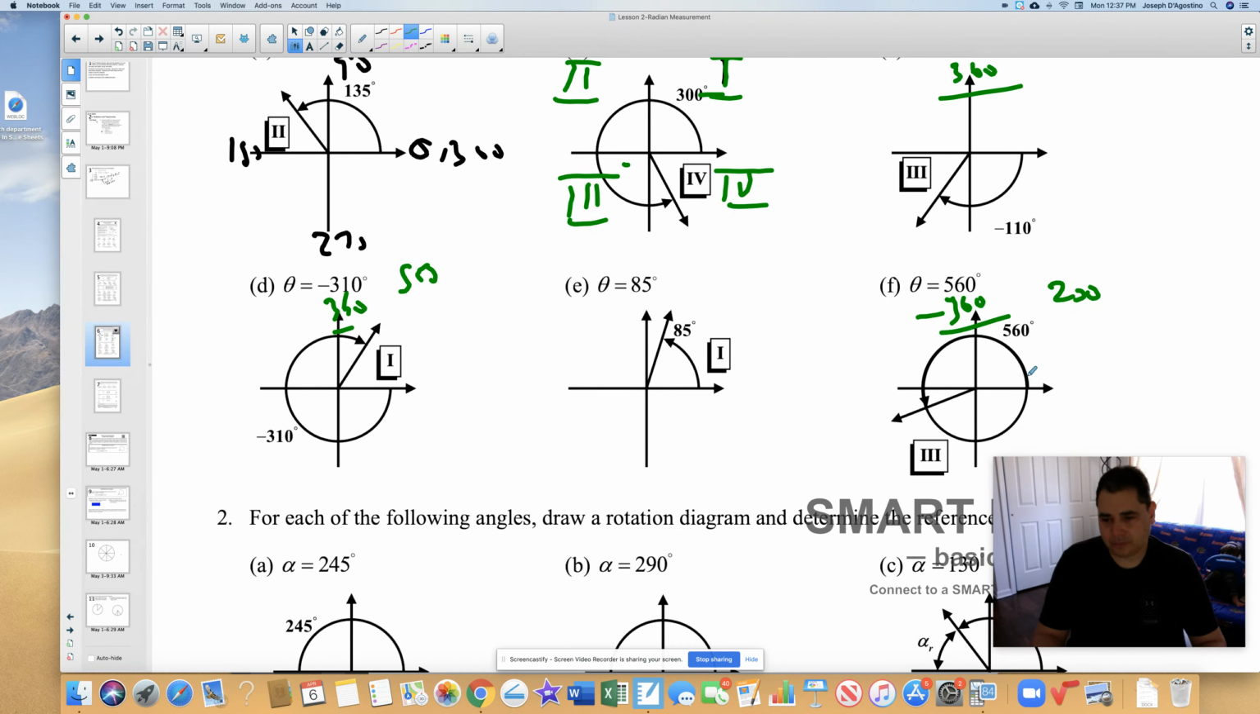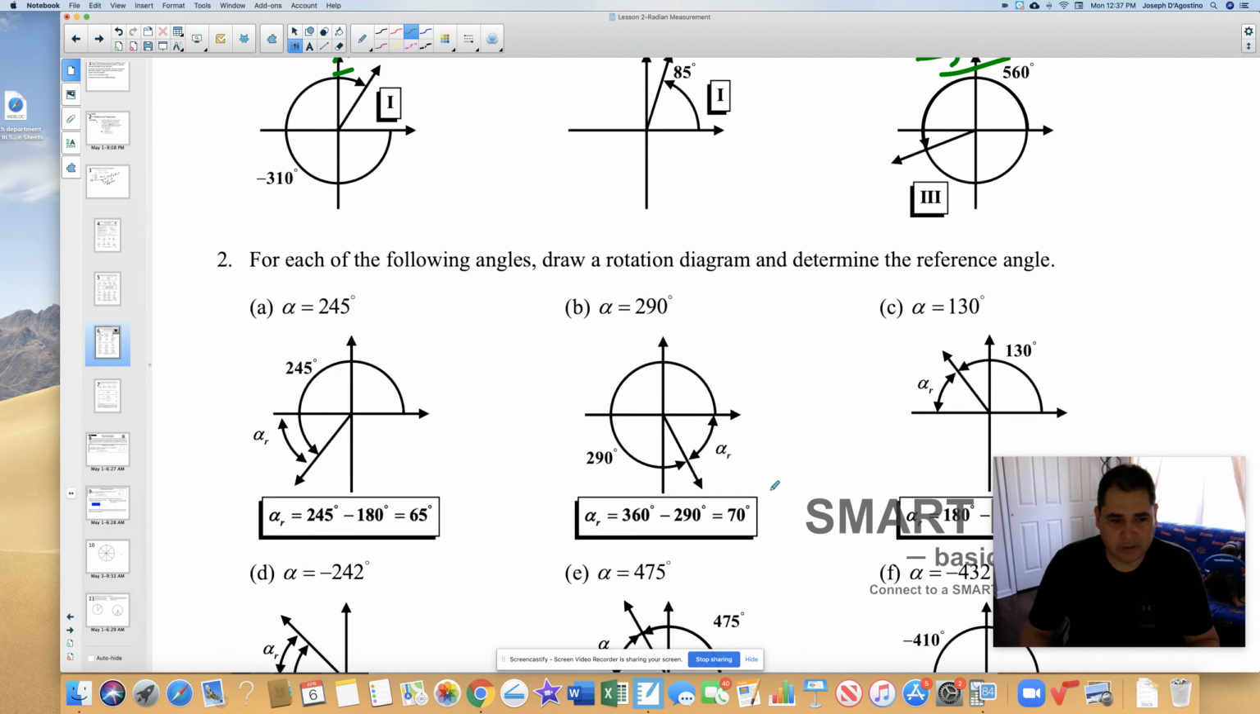So if you go just one rotation around, this is 90, 180, 200, it's going to terminate in the same spot. So going one full circle is 360, then another 90 is 450, another 90 is 540, and then another 20 is 560. So one full circle and then getting to 560 is the same thing as going just 200. So 200 and 560 are considered coterminal angles.